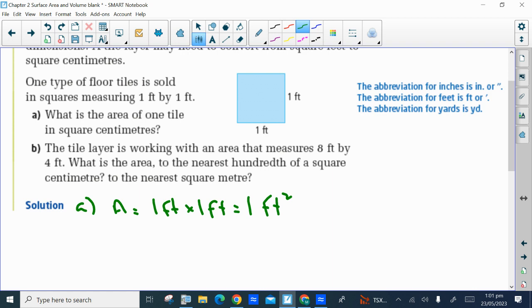to go from feet to centimeters, if you look on your formula sheet, what does it say? 30. Yeah, what Princess said. It's 30.48 centimeters in a foot. So if you want to go from feet to centimeters, you'd multiply by 30.48. So how do we go from feet squared to centimeters squared?